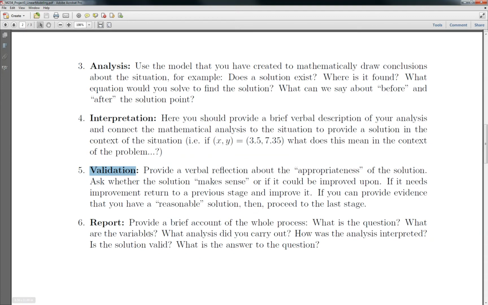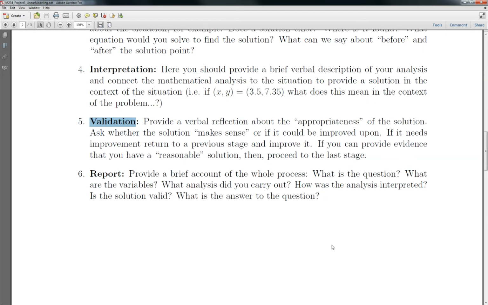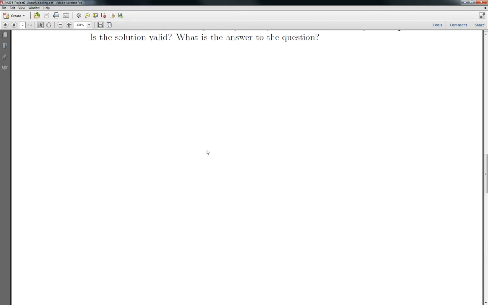Lastly, what I want you to do is write a brief report. Now, a brief account of the whole process. So what was the question that you're seeking to answer? What are the variables you use? What analysis or analyses did you carry out? How is the analysis interpreted? Is the solution valid in your opinion? And what is the answer to the question in the end of the whole process? So that is, in a nutshell, what I'm asking you to do.